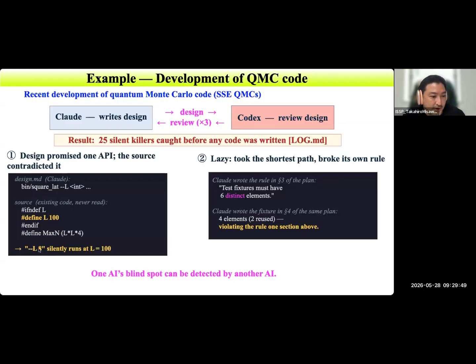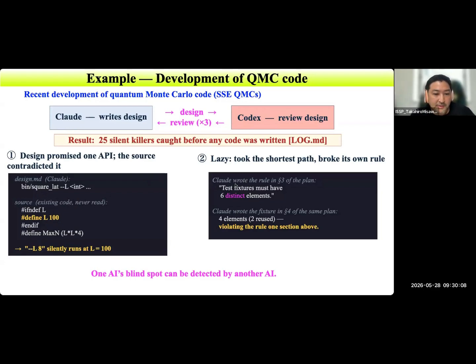Because of this, if we specify L in this way, L is 8, but the code silently runs the calculation for L is 100. So from this review, Codex found this bug. And another bug is a typical case of laziness.